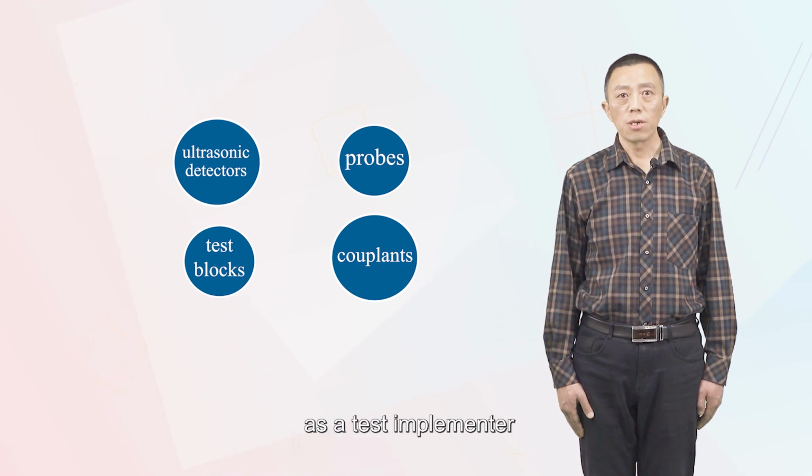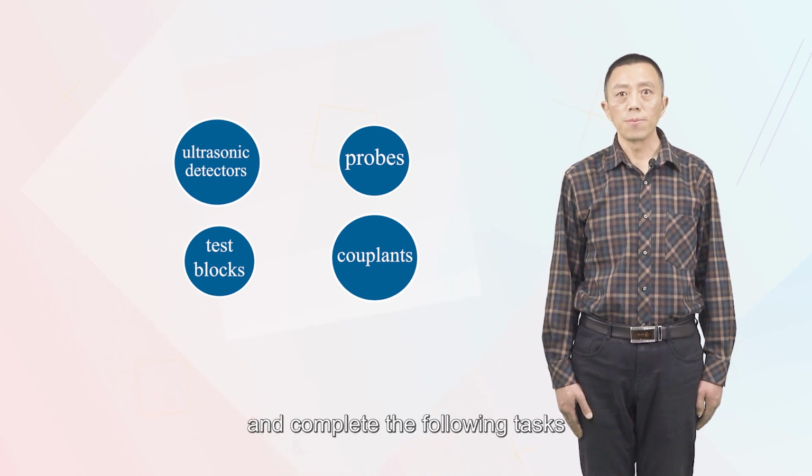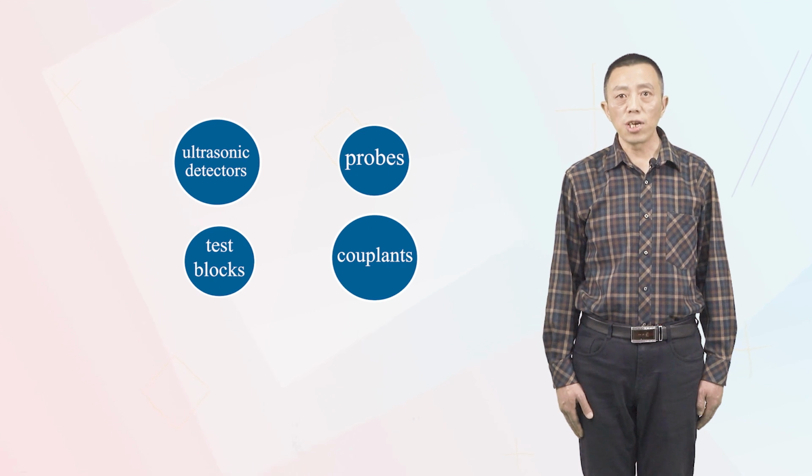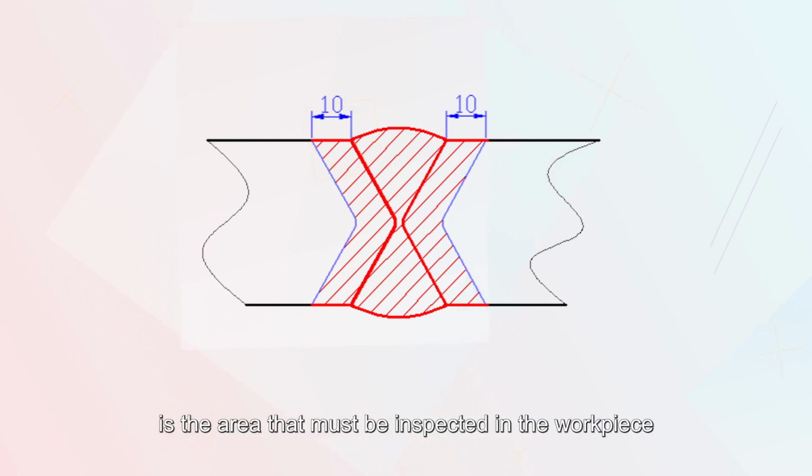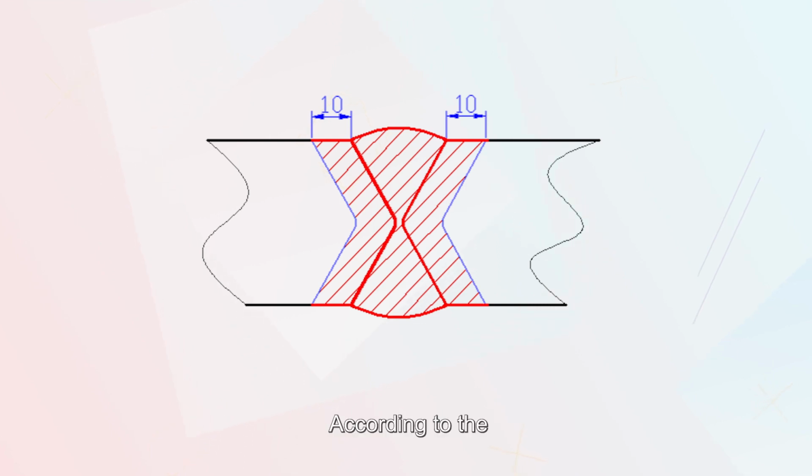In addition, as a test implementer, you should also be familiar with and complete the following tasks. 1. Inspection area. The inspection area is the area that must be inspected in the workpiece. According to the provisions of Article 6.3.4.2 of the Standard, the inspection area is as shown in the figure.